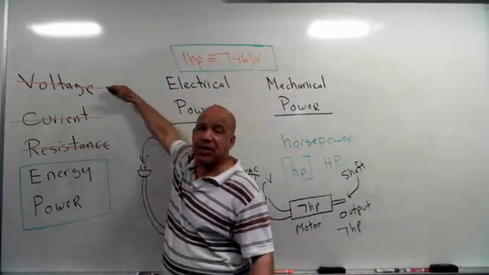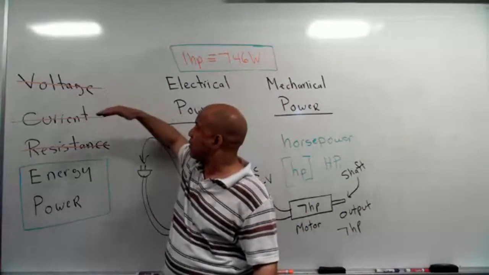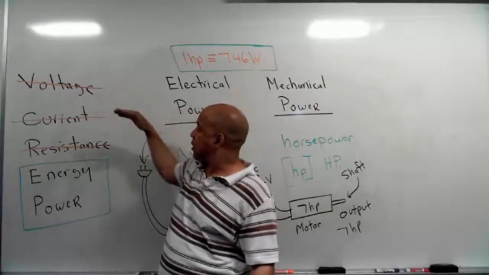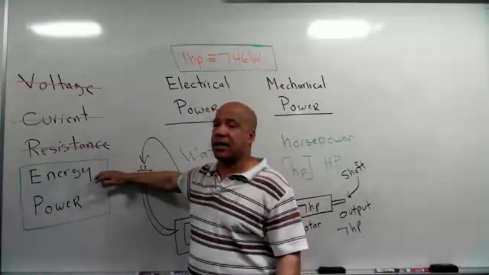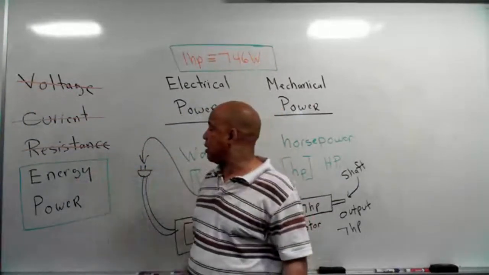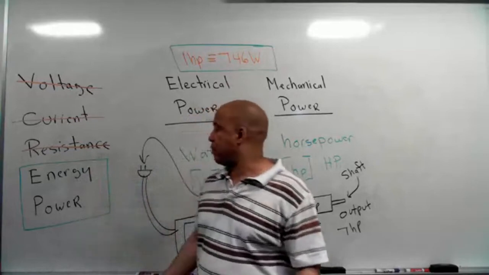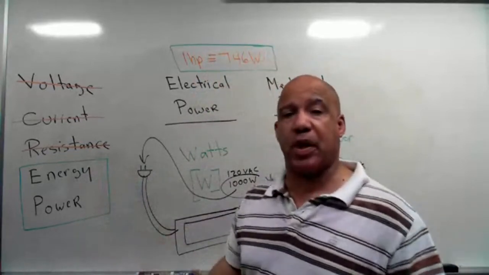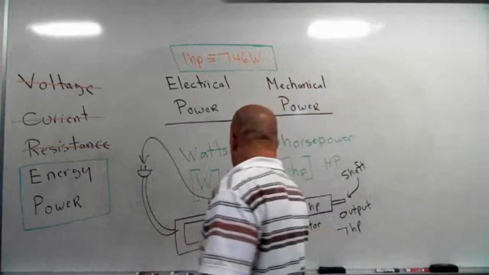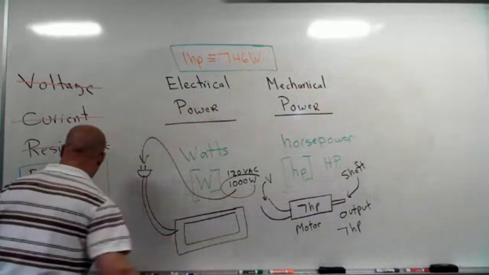Anyway, voltage is a separation of charge. Current is charge in motion. Resistance, opposition to current flow. Energy, ability to do work. Power, rate of doing work or rate of converting energy from one form to another. I want to add 2 more to this.